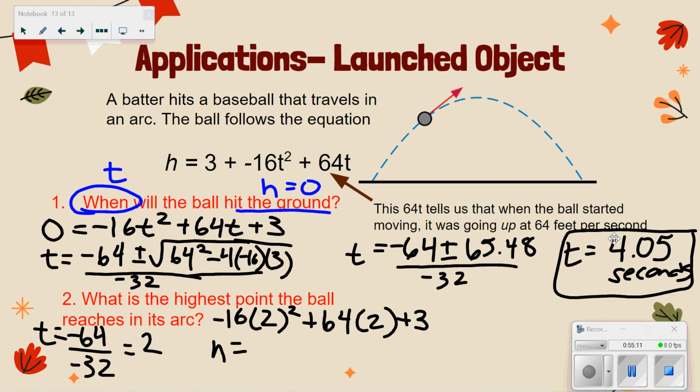All right, so when you input 2 for your time, anybody want to tell us what our height was? 87? 67? That sounds good for everybody? And then my feet.